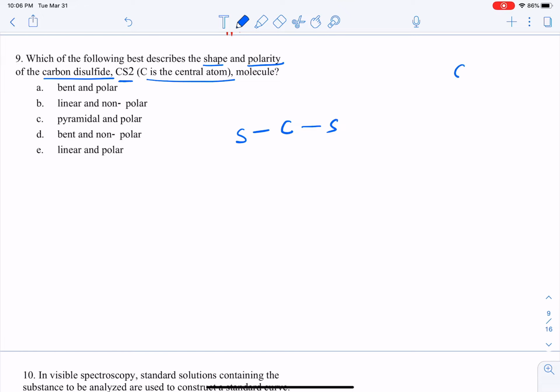Again doing the normal calculation, carbon has 4 electrons. Sulfur has 6 multiplied by 2, that gives you 12, plus 4, that's 16. You made 2 bonds, so it's 2 into 2, so it's 12. Now you can give the 6 electrons to sulfur, 6 each.